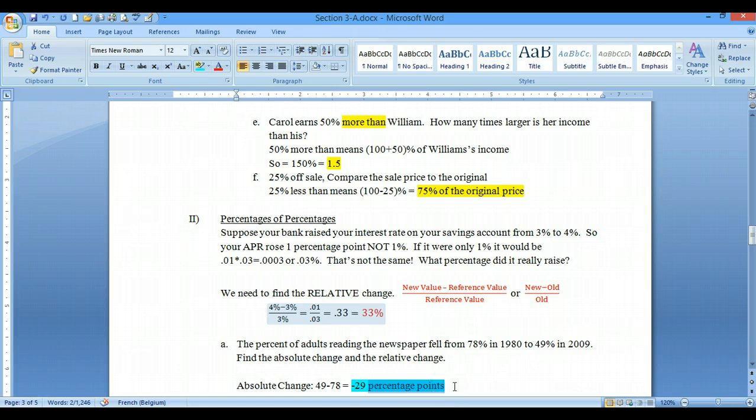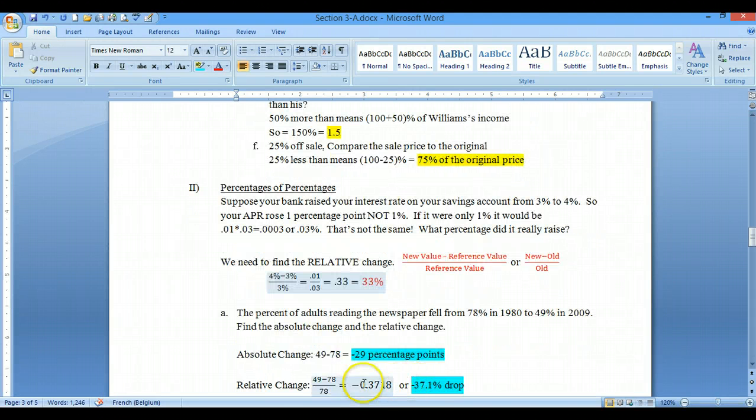If I want to find the relative change, I still do 49 minus 78, but then I divide it by 78, which gives me negative 0.3718. Changing that to a percent is a drop of 37.1% in the reading.